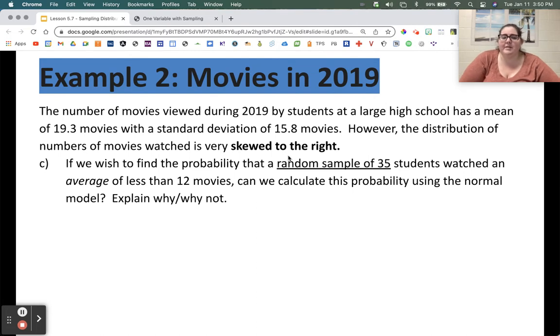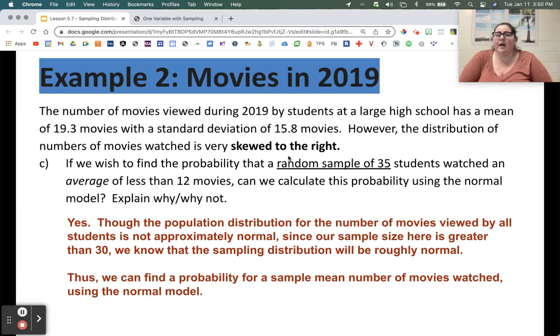So this one says, part C, if we wish to find the probability that a random sample of 35 students watched an average of less than 12 movies. So I'm talking about a sample mean of 12. Can we calculate this probability using the normal model? Yes, because now we're talking about a sample mean. And to calculate that probability, I would have to figure out what is the sampling distribution for the sample means of 35 students.